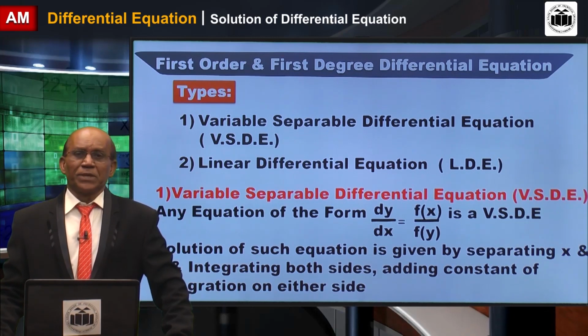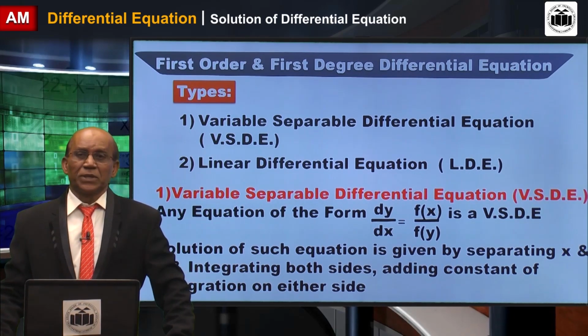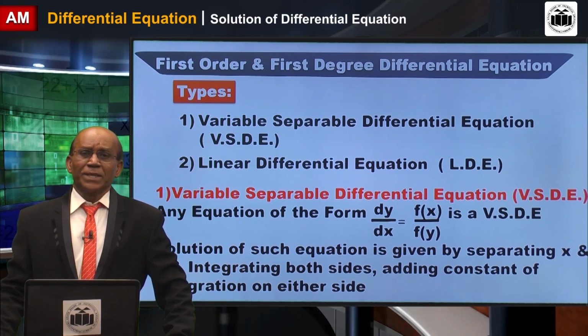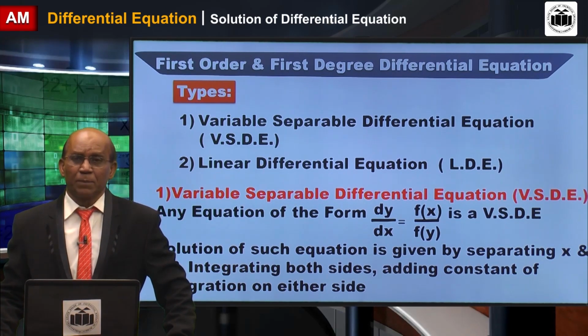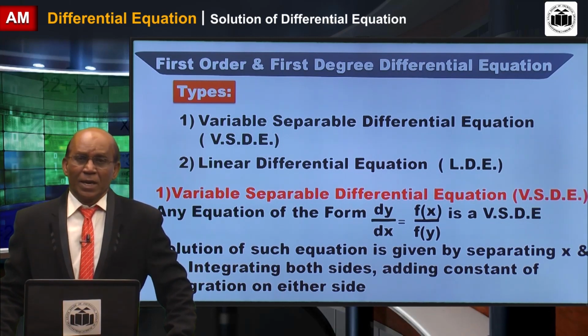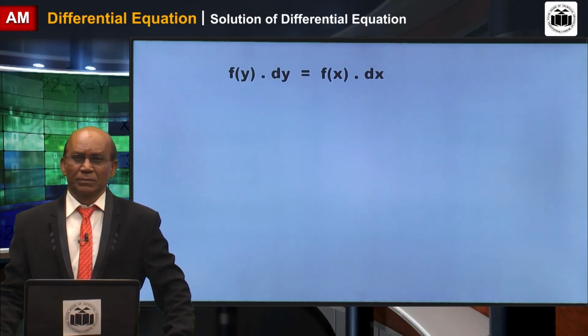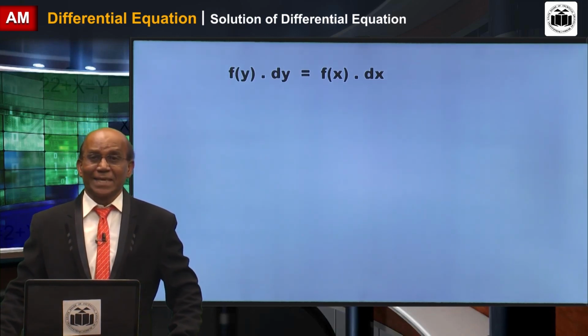Now, the first type of equation is variable separable differential equation. Any equation of the form dy by dx equals f of x upon f of y is a variable separable differential equation, and the solution of such an equation is given by separating x and y and integrating both sides by adding constants of integration on either side, and that equation is f of y dy equals f of x dx.